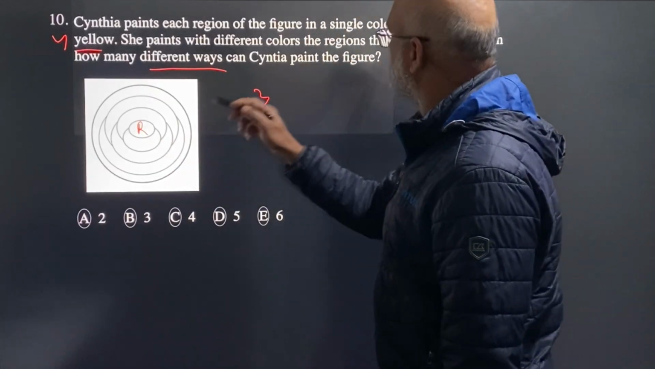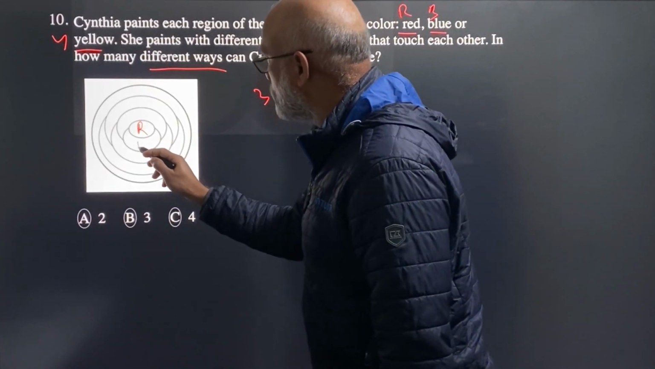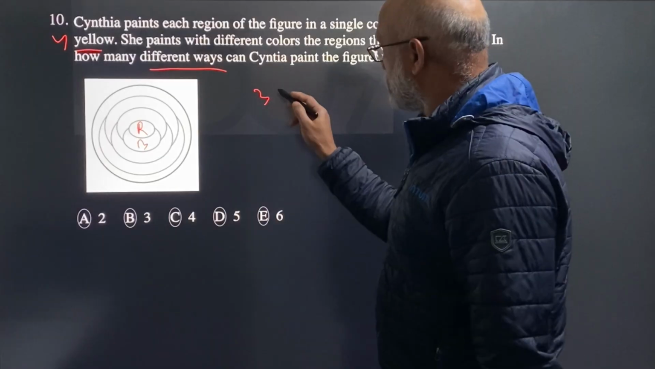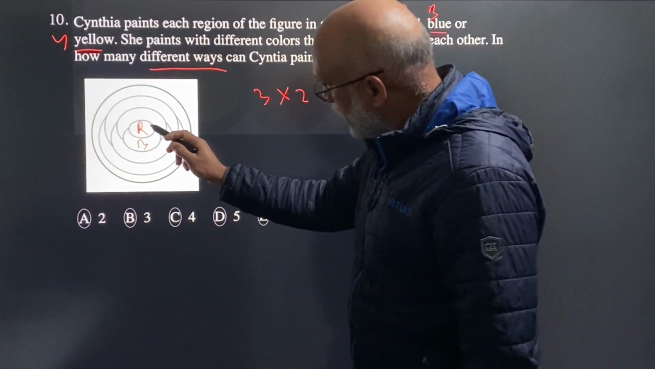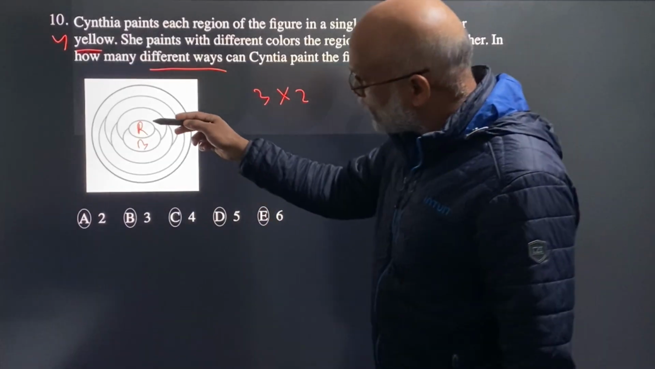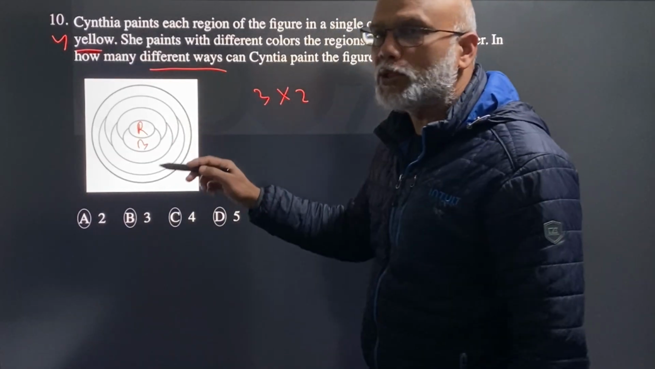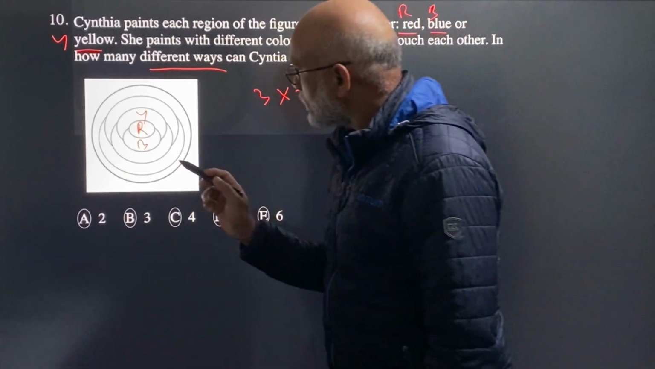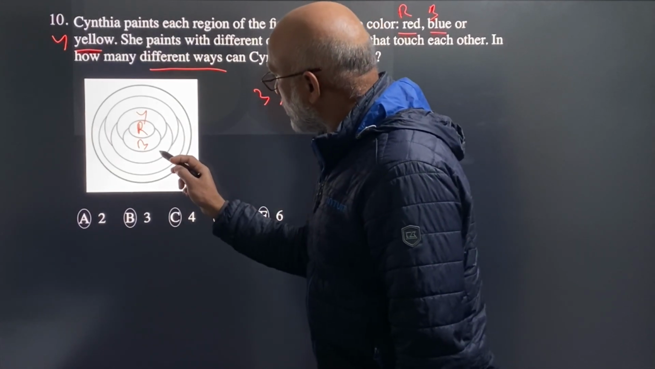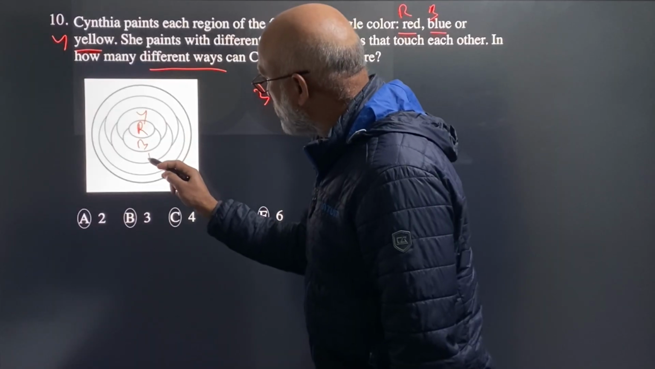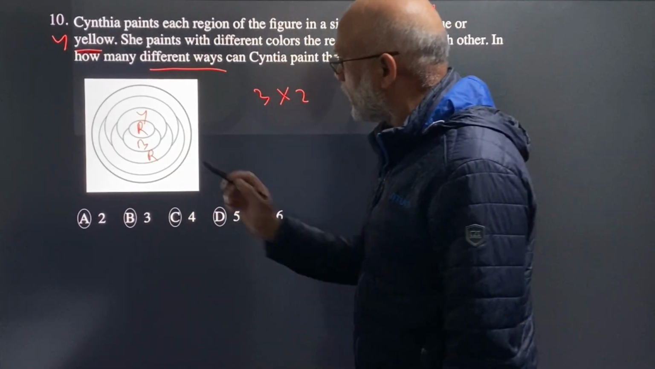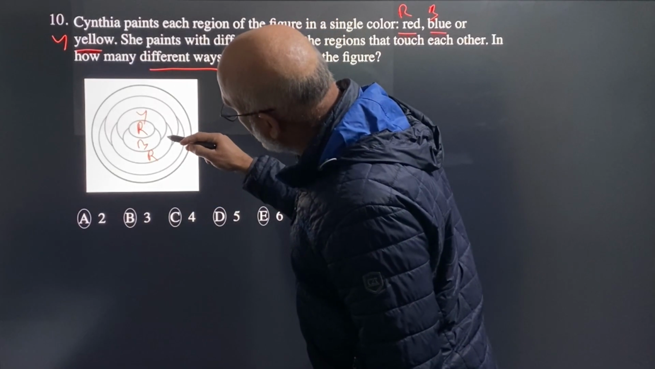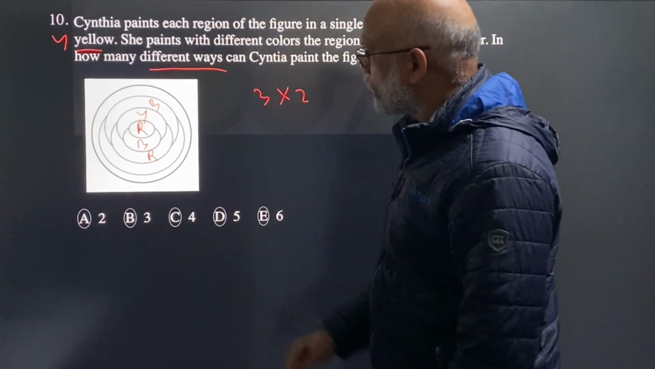Let me choose blue, but I could have chosen this 2 different ways, either blue or yellow. So times 2. Red, blue, but once I have chosen these 2 colors, I don't have a choice here. If this is red and this is blue, this has to be yellow. Once this is yellow, this is touching blue and yellow, so this has to be red. There is no choice there. Now, this one is touching red and yellow, so this has to be blue. There is no choice there.